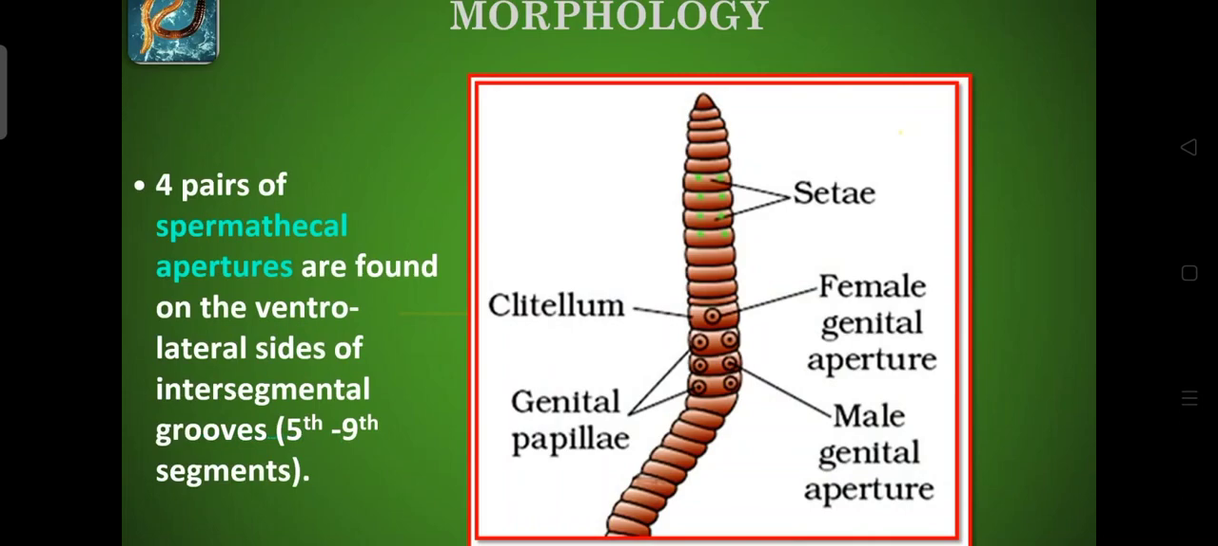Intersegmental means a septum which is separating the 2 segments, that is called the intersegmental groove. On that, 4 pairs of spermathecal apertures are present. In which segments? That is from 5th to 9th. In between the 5th to 9th segments you will find 4 pairs of spermathecal apertures.